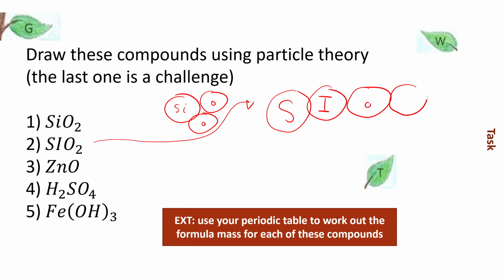Now, for now, I don't mind how you draw them. You can draw them in a line like this, or you can draw them in a clump. Generally speaking, they'll be symmetrical. That doesn't matter, as long as you understand that this is 1 silicon atom, 1 iodine atom, and 2 oxygen atoms. So draw that for the rest of them. Pause the video, and then I'll quickly finish them off.